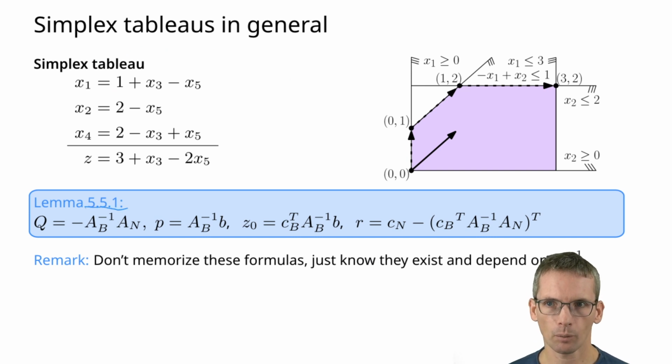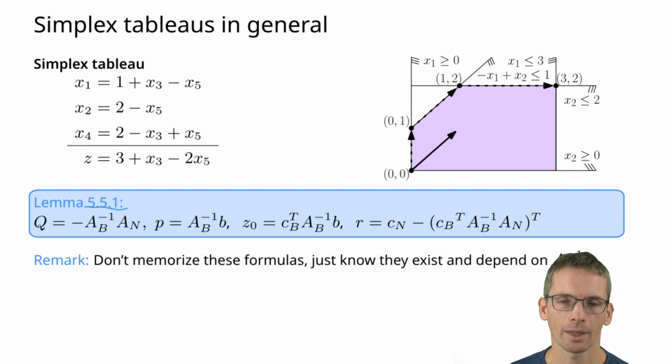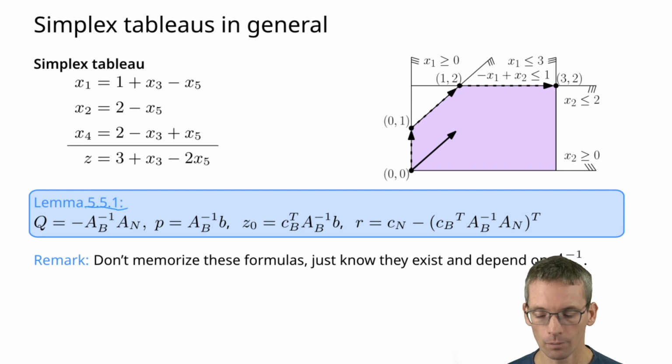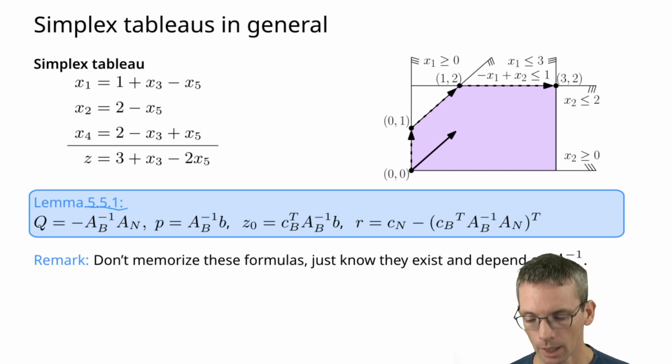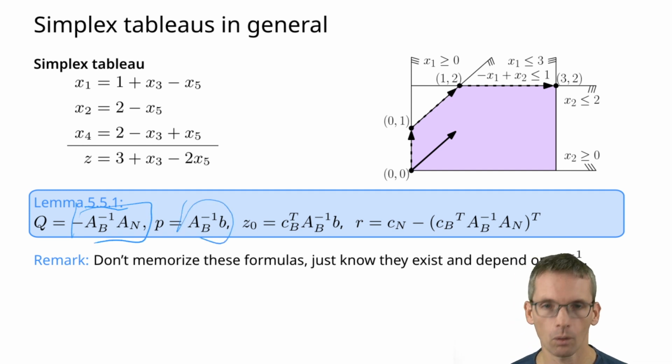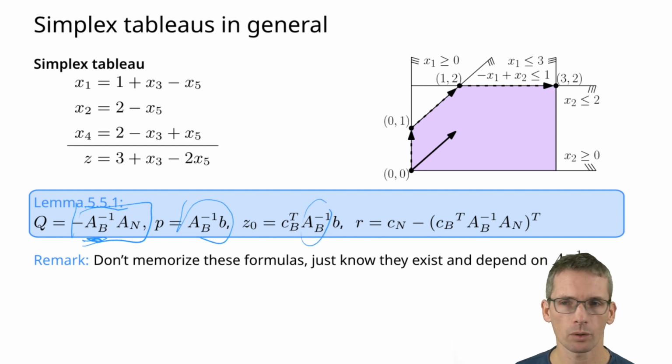Lemma 5, where the number refers to the number of the lemma in the book by Gärtner and Matoušek. What it states is that yes, indeed, we can find Q, p, z0 and r, and they are the following: this number, that number, and so on. We make use of the fact that AB is non-singular, so we can invert it, and we get all of these expressions. As you see, AB to the minus 1 shows up quite a bit.